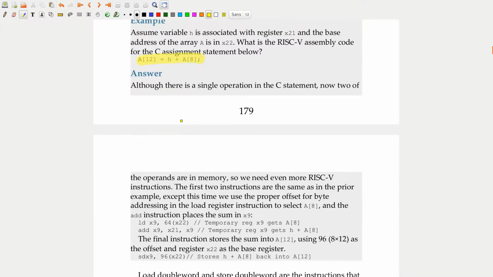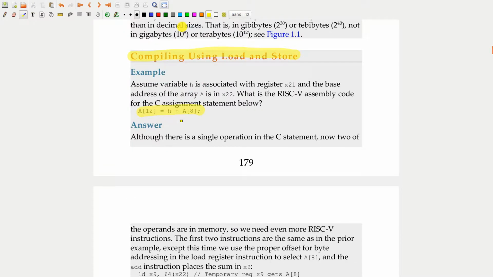Now, one thing we'll notice here is that this is where it comes into the importance of the compiler, because just accessing A of 8 is something that has to be done in its own instruction. In x86, this is actually legal. In x86, you can add an immediate or register to a location in memory and store that in memory.